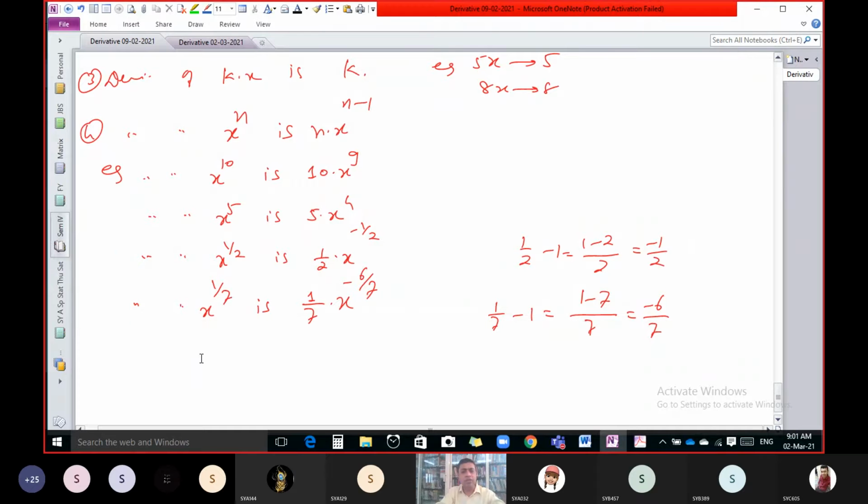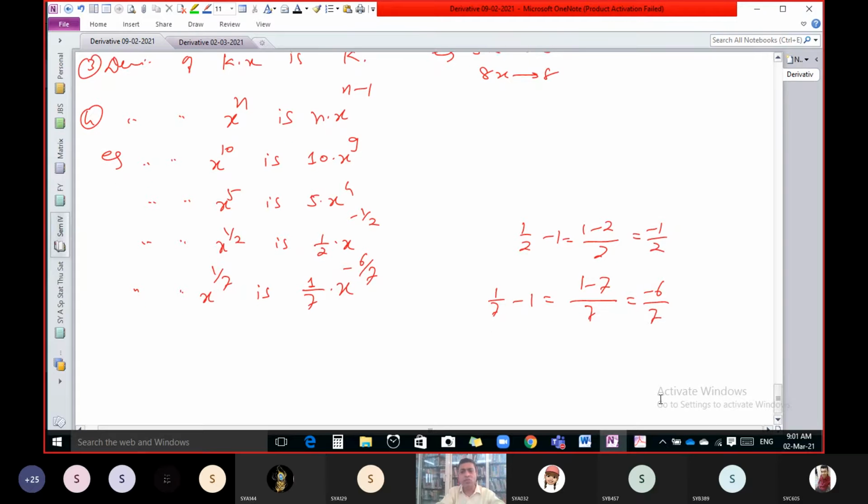Similarly, derivative of x raised to 1 by 7. The answer of that is 1 by 7 into x raised to minus 6 by 7. How to get that minus 6 by 7? 1 by 7 minus 1, taking 7 LCM, we get 1 minus 7 in numerator. That means minus 6 in numerator.